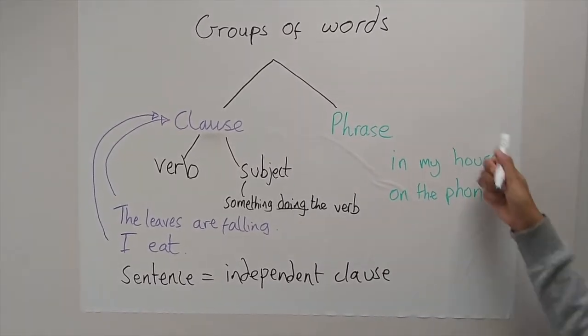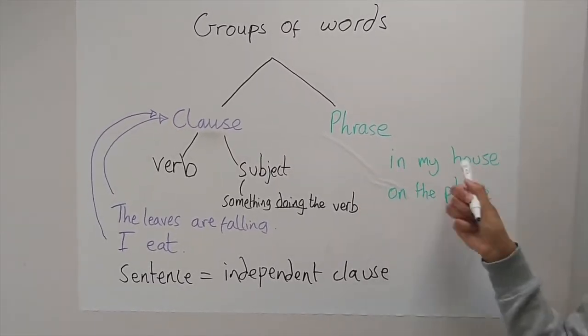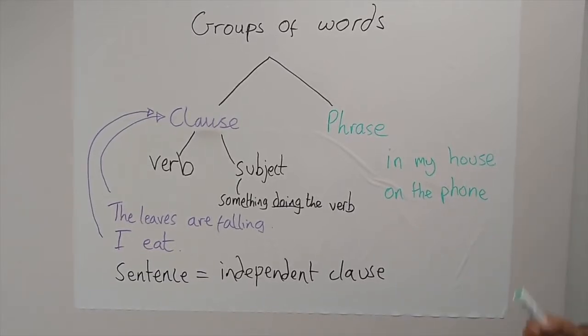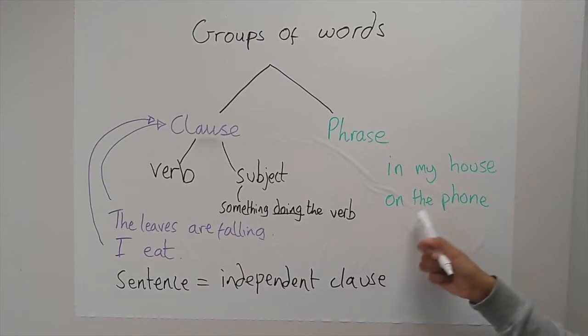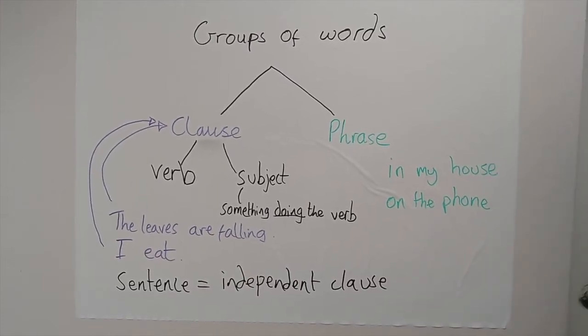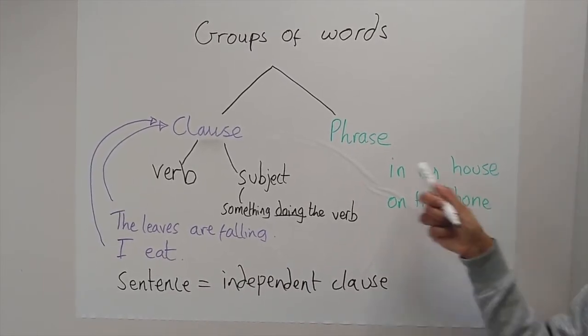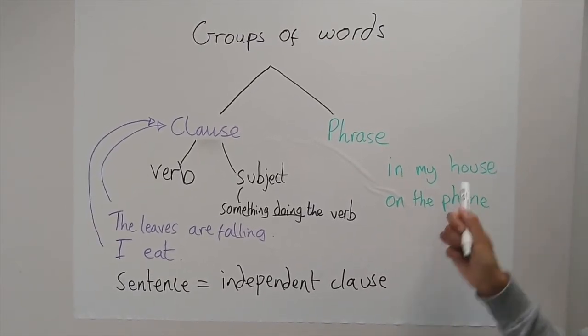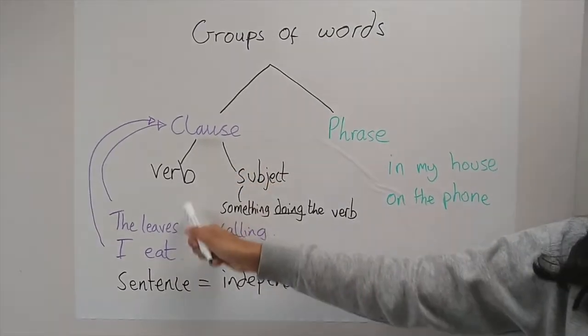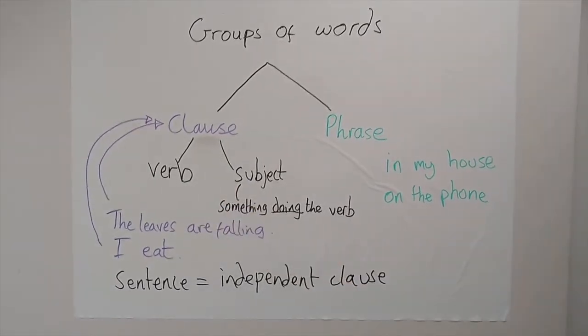I'm going to write a few examples. As you can see, these are a collection of words, so more than one word put together to make a meaning. In my house, that means something. On the phone, that means something. But is there a verb in the phrase, in my house? No. That's how we know it's a phrase and not a clause, because it needs to have a verb and a subject to be a clause.